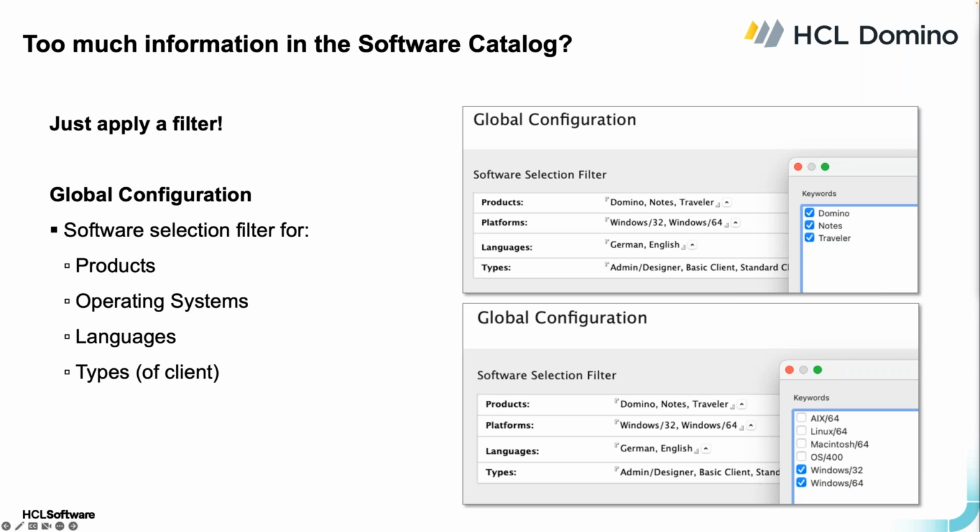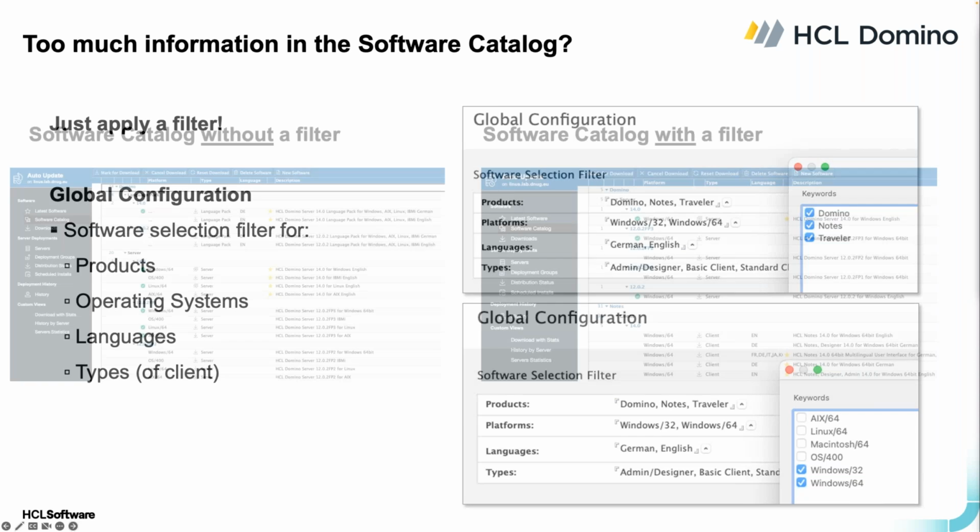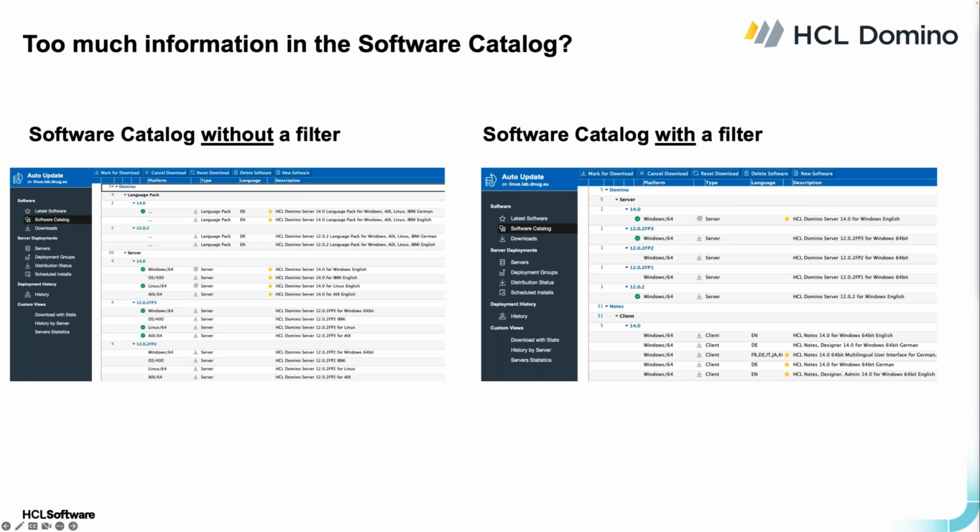So we have a very simple filtering mechanism where you can go in and tell us what products you are interested in. Hey, I only want to see Notes and Domino. I don't use Traveler, right? I only want to see Windows. I only want to see certain languages, and these types of filters. And then when you go back to your software view, it will be filtered to show you only the kinds of downloadable packages that you are interested in.